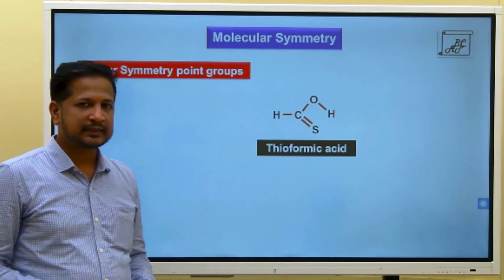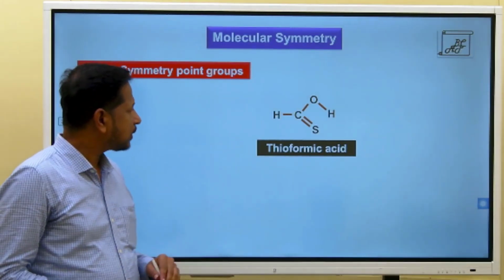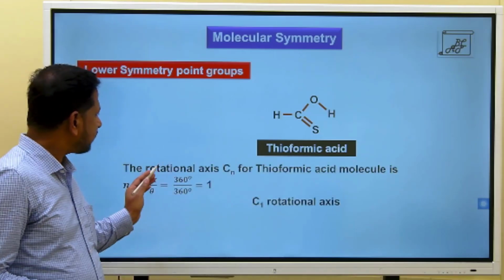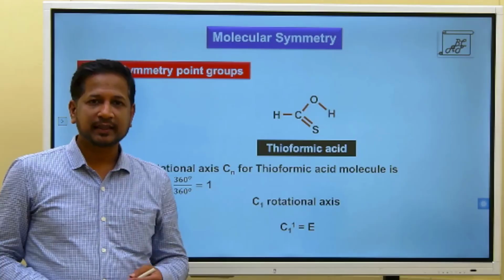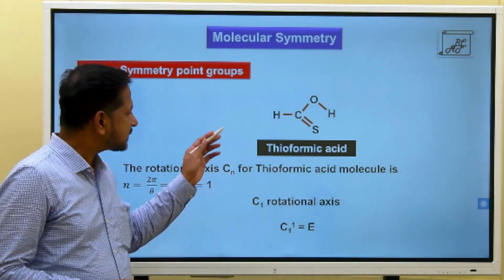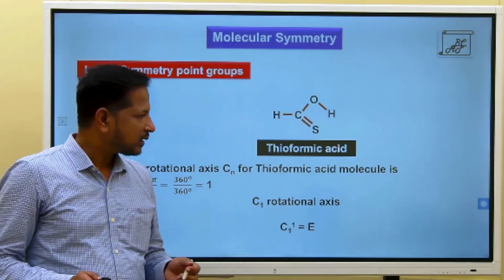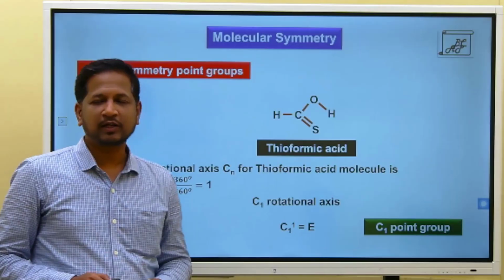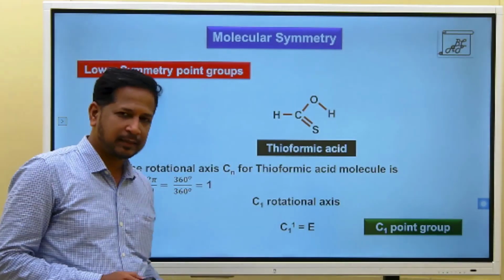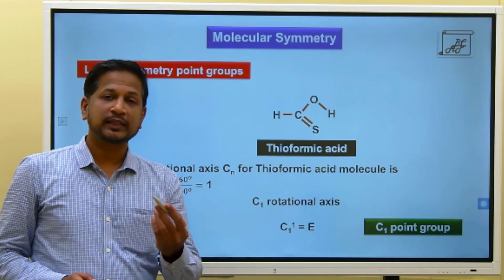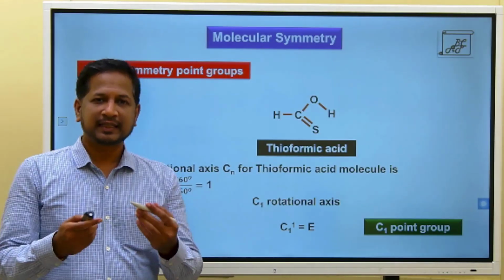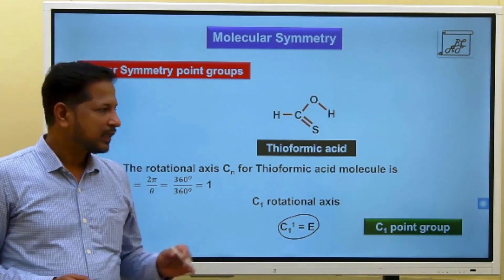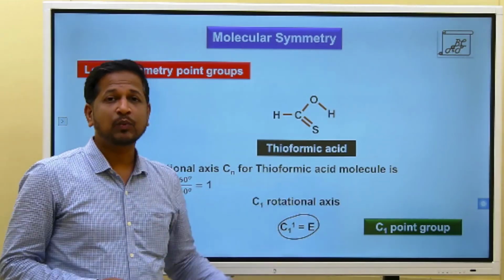Consider thioformic acid. If you see this molecule, there are no symmetry elements present in the molecule, but if this molecule is rotated by 360 degrees around a point, we get the same image. Therefore, we can say that the point group of this molecule is C1 type. There is only one element of symmetry present, that is the identity element, and if we rotate the molecule through 360 degrees or 0 degrees, we will get the same image. Therefore, only one identity element is present in that molecule. Such molecules are classified into C1 type.